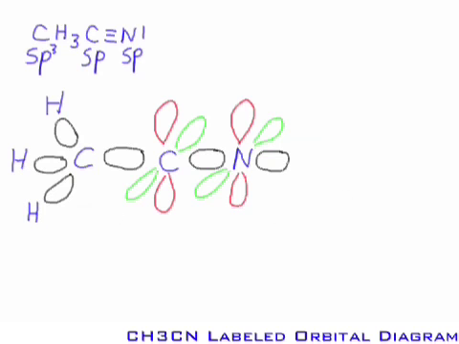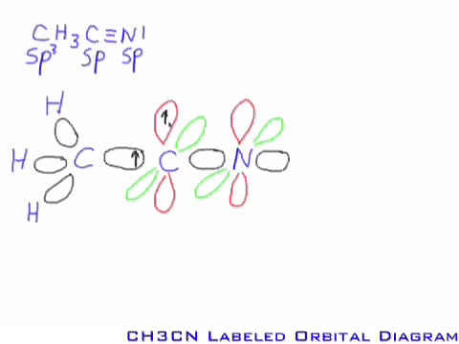And I'm ready to add my electrons. I could start anywhere, okay? Let's start with the carbon in the middle, for example. Well, carbon has how many valence electrons? 4. I put 1 electron in an sp, 1 electron in a 2p.